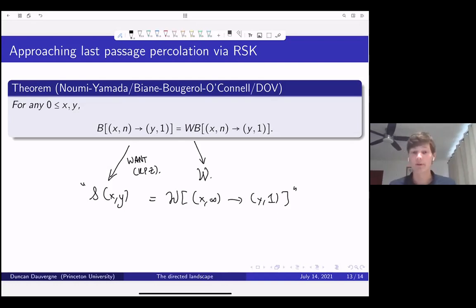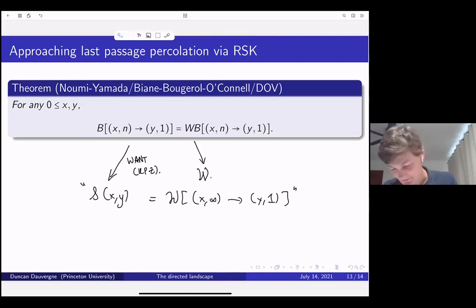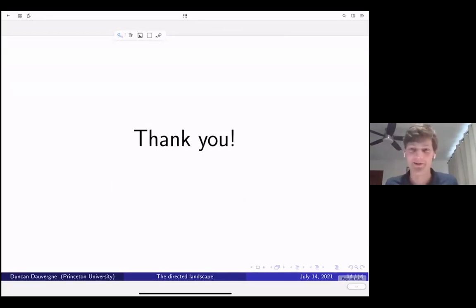And this is what we do. We figure out a way to make this rigorous. And this is the hard part, and I don't have any time to say anything about it. So I will go ahead and stop there.